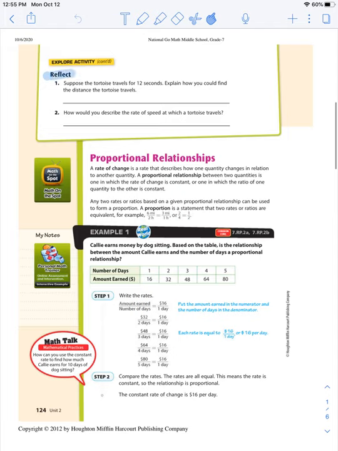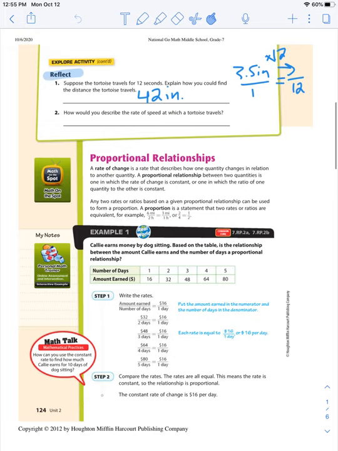All right, so let's reflect on this a little bit and make some educated guesses. Suppose the tortoise travels for 12 seconds. Explain how you could find the distance the tortoise travels. Well, we know the tortoise travels 3.5 inches per 1 second. I want to know how far he travels in 12 seconds. I could just multiply 3.5 times 12 to get that number, which is 42 inches.